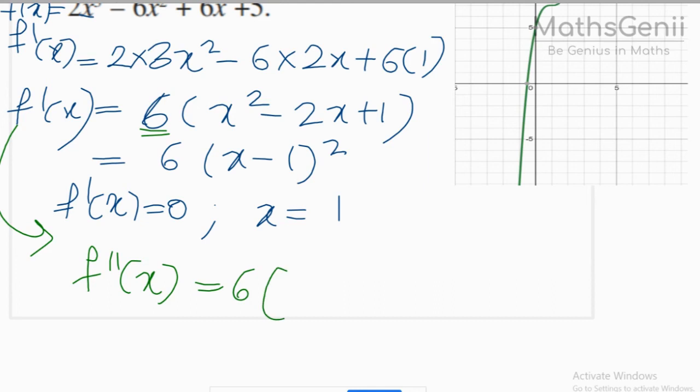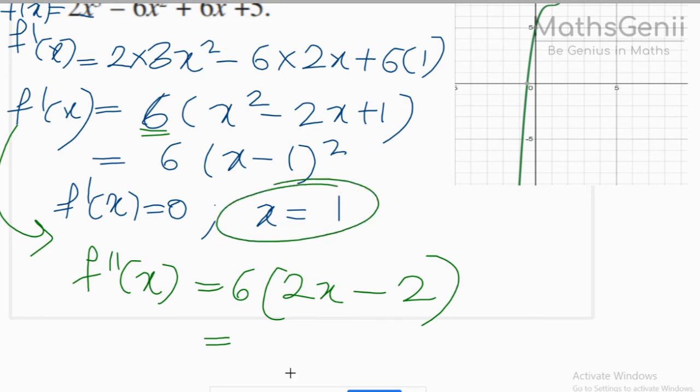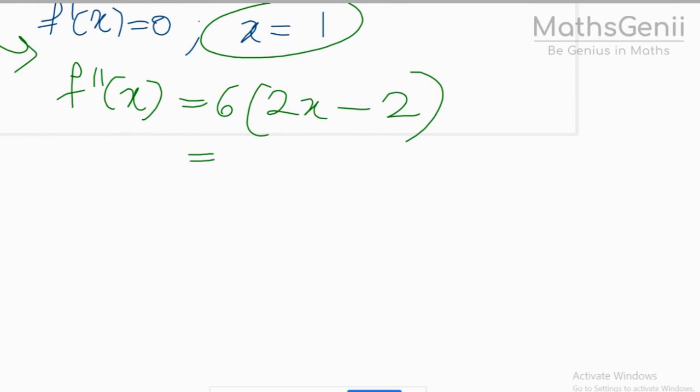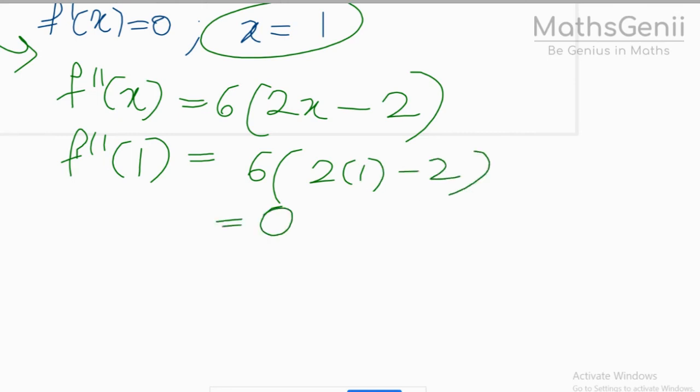6 is constant, will remain outside. X square derivative 2x minus 2 into x derivative is 1 and 1 derivative is 0. So you have this as your answer. f double dash of x also I have found. Now what we do, we substitute the point. So f double dash of 1, 6 into 2 into 1 minus 2. f double dash also you are getting 0. So second derivative test fails.